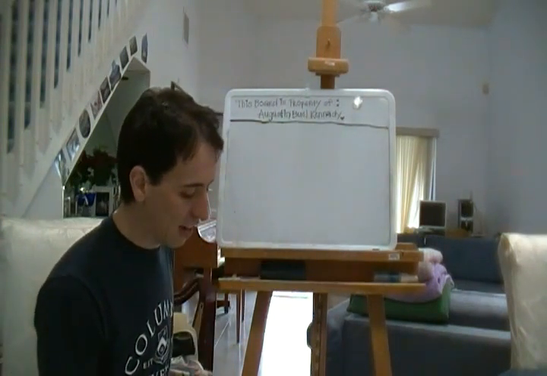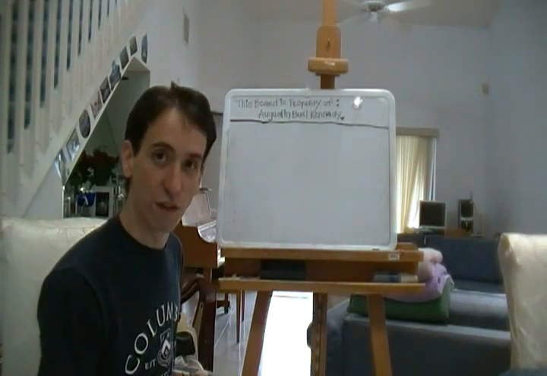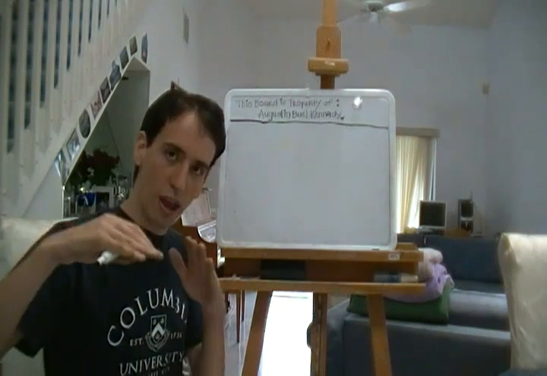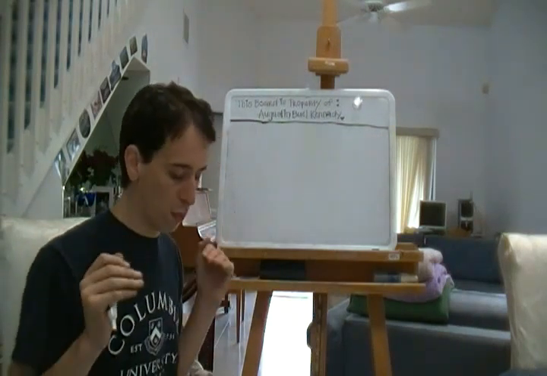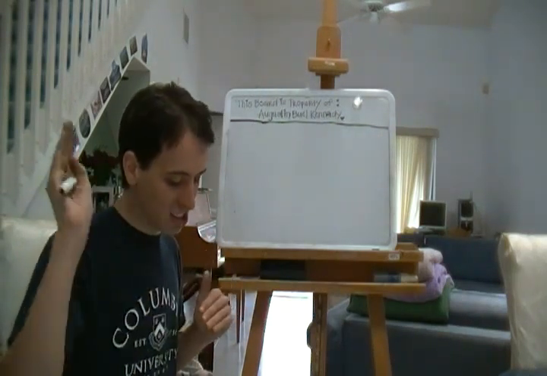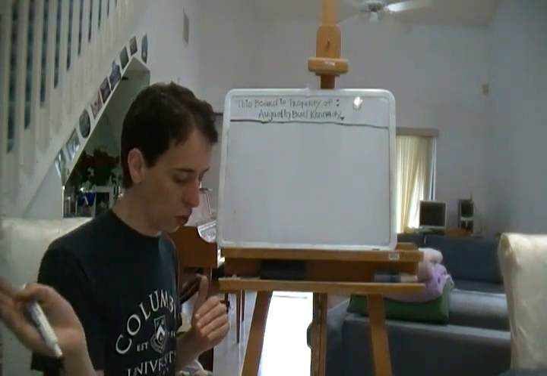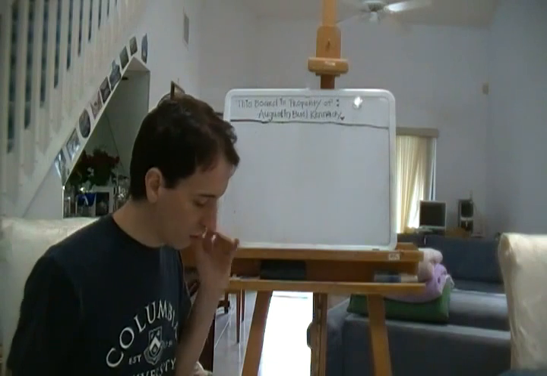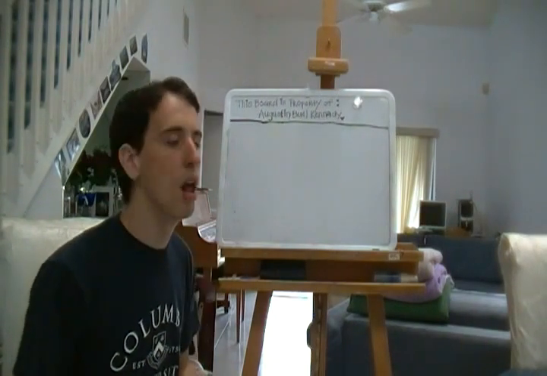A ladder 10 feet long rests against a vertical wall. If the bottom of the ladder slides away from the wall at a rate of 1 foot per second, how fast is the top of the ladder sliding down the wall when the bottom of the ladder is 6 feet from the wall? There's a lot about ladders and walls here.